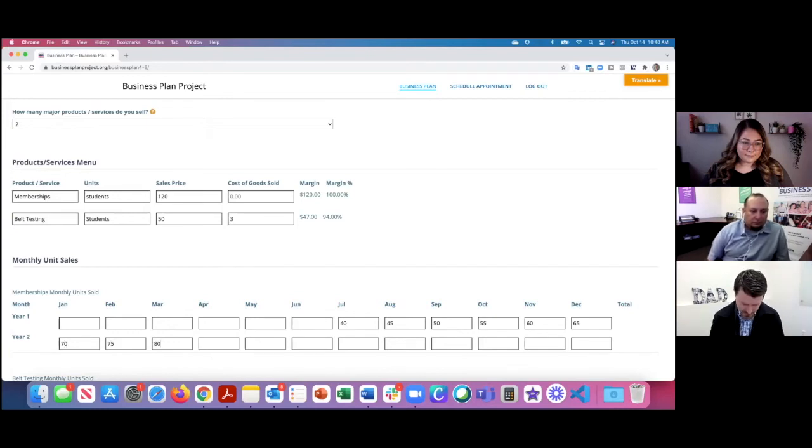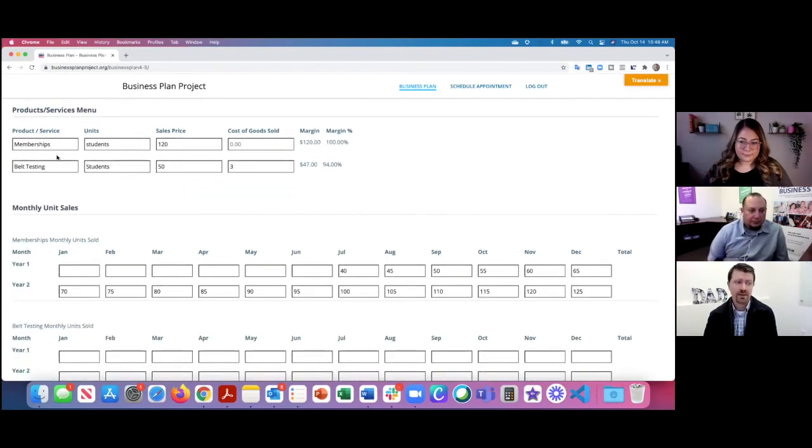75, 80, 85, 90, 95, 100, 110, 120, and 125. So that is what I'm goaling myself on. Whether this business makes it or not, I want to see what the profitability is with this assumption.